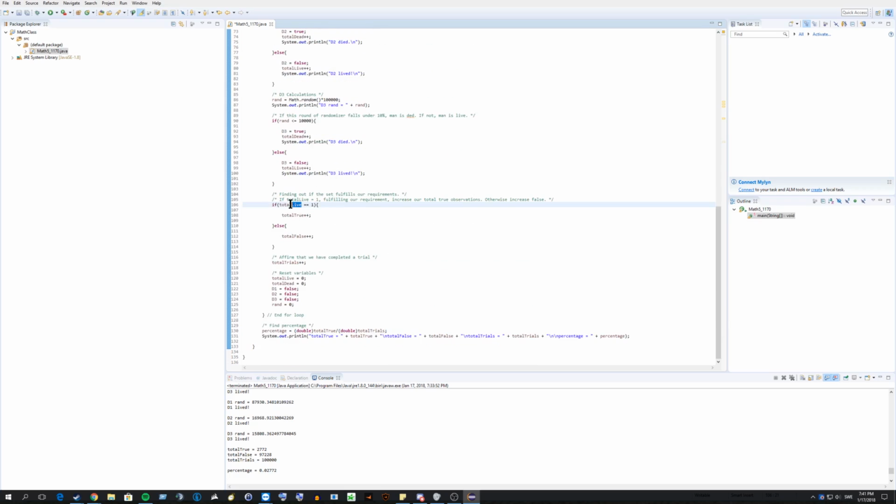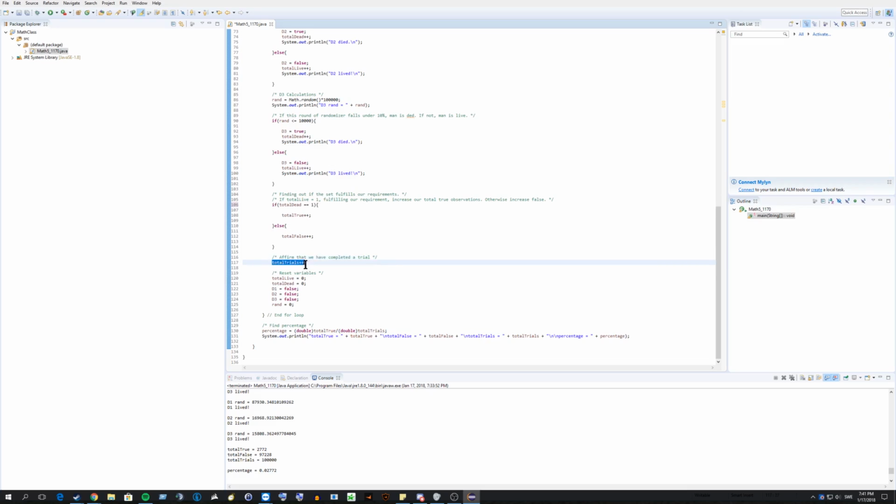If the total, here, that's actually wrong. So I did find a problem. If total dead is 1, then the total number of true observations will increase. So if one and only one of the men has died, that is considered a true observation. It fulfills our requirements for a true observation. Otherwise, it'll be false.